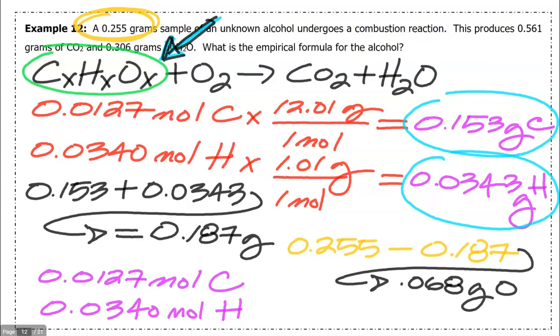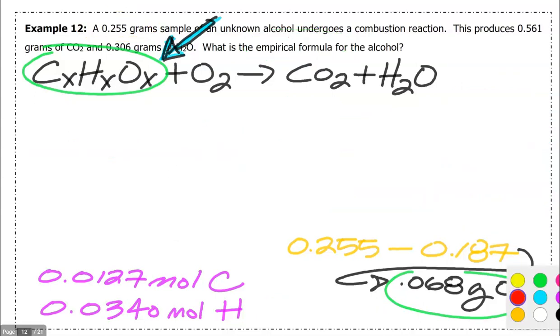All right, so I'm going to clean this up and get a little space, but what we're going to do now is convert these grams of oxygen into moles of oxygen so we can compare it to our moles of carbon and our moles of hydrogen. If we have moles of all three, we can divide by the smallest, and then we can get a formula, standard empirical formula kind of stuff. So I'm going to clean this up, and we're going to come back.